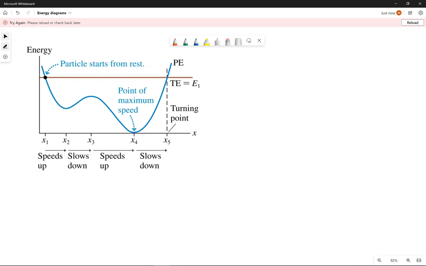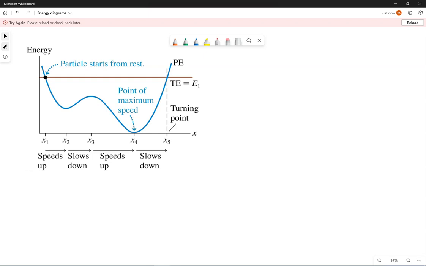All right, so I have here an energy diagram. It doesn't represent anything in particular. It's not just gravitational potential energy because it's not a straight line. It's not just elastic or spring potential energy because it's not a perfect parabola. But we don't need to worry about that.